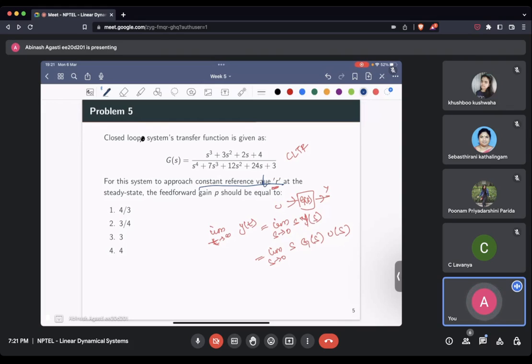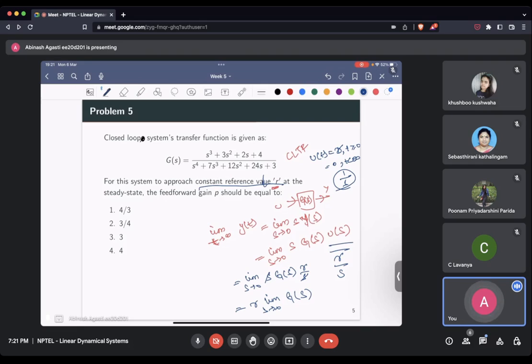If you remember, if I have a step function, then the Laplace transform is given by 1 by s. Here I just have a step function but with a scaled value. Correct, it's 1 by s. So for a scaled value of r, I'll have this equal to r by s. Now limit s goes to 0 of s times G of s times r by s is essentially r times limit s goes to 0 of G of s.